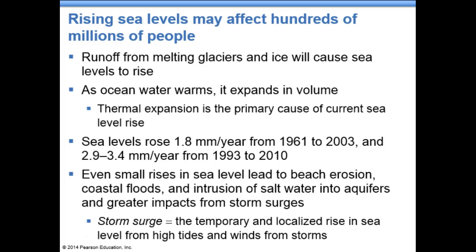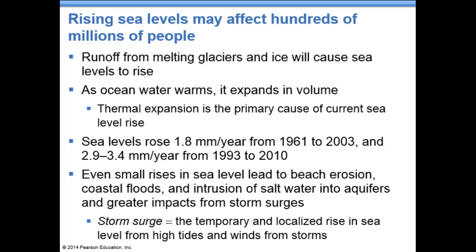And what happens is as the temperatures increase in the water, that expands. And we know that from any time that we have frozen water and we've boiled water, it expands in volume. This is known as thermal expansion. And thermal expansion is one of the primary causes right now that we're seeing current sea levels rise. And we mentioned this in the last screencast that significantly they've risen from about 1.8 millimeters per year to about 3.4 millimeters per year. So this has caused the sea levels to rise, which leads to beach erosion.